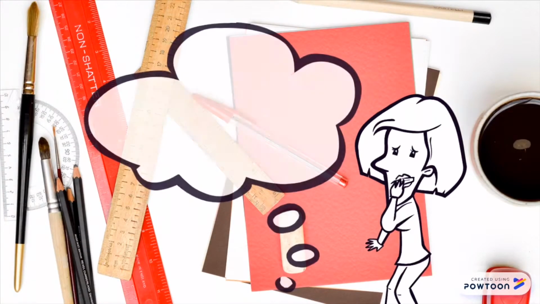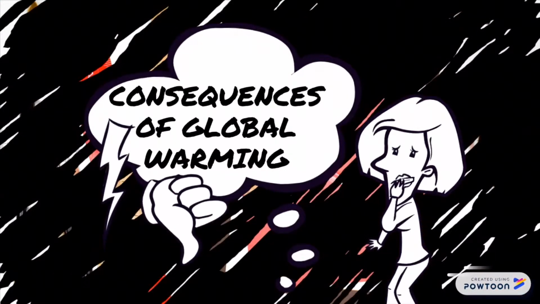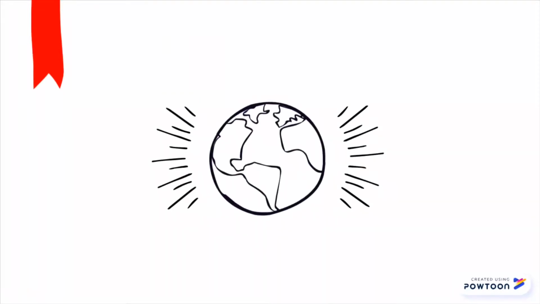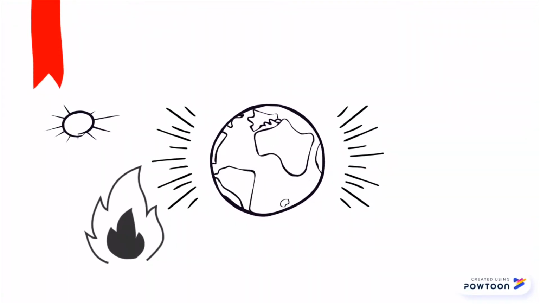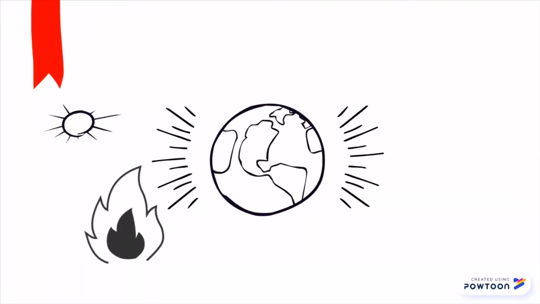The consequences of global warming. The consequences of changing the natural atmospheric greenhouse are difficult to predict, but certain effects seem likely. On average, Earth will become warmer. Some regions may welcome warmer temperatures, but others may not.